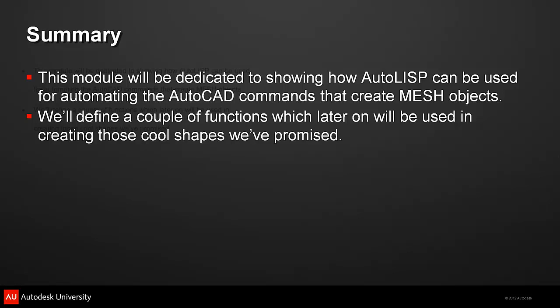AutoLISP is frequently used as a scripting language in order to automate frequently used tasks. This is done by letting the program supply the information the user would have to enter in an interactive fashion from the command line or picking on the screen. Creating mesh objects is no exception. Typically, it would involve not only calling commands, but also setting certain system variables. This module will show how this can be done.